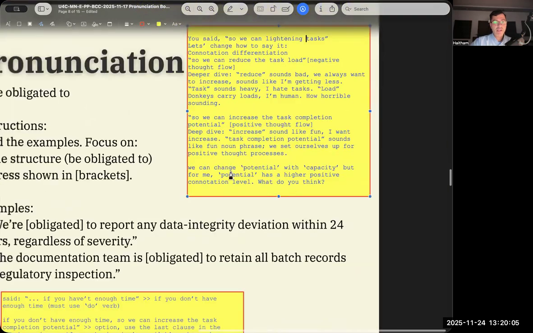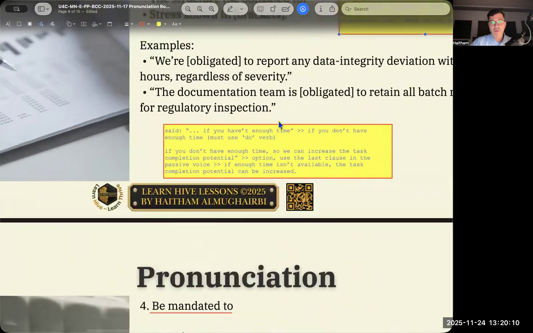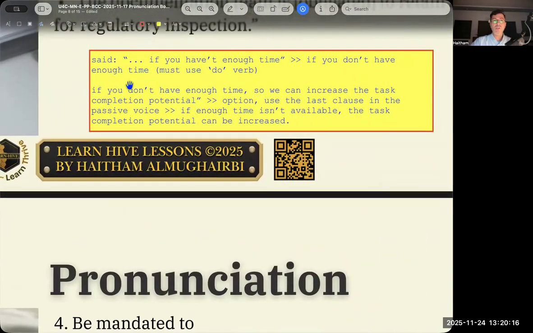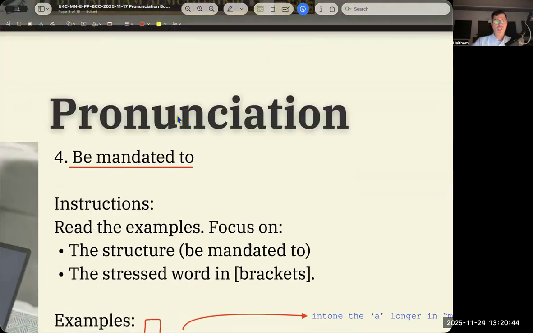All right. This last phrase that we talked about was be mandated to. We said, oh, if we have enough time. Oh yeah, we also discussed giving it in the passive voice. We said if you don't have enough time, so we can increase the task completion potential. The second option was using the passive voice. If enough time isn't available, the task completion potential can be increased. Let me go through that one more time. If enough time isn't available, the task completion potential can be increased. Again, more passive voice, but be careful. You might sound a little too corporate-ish, so you might want to change that.